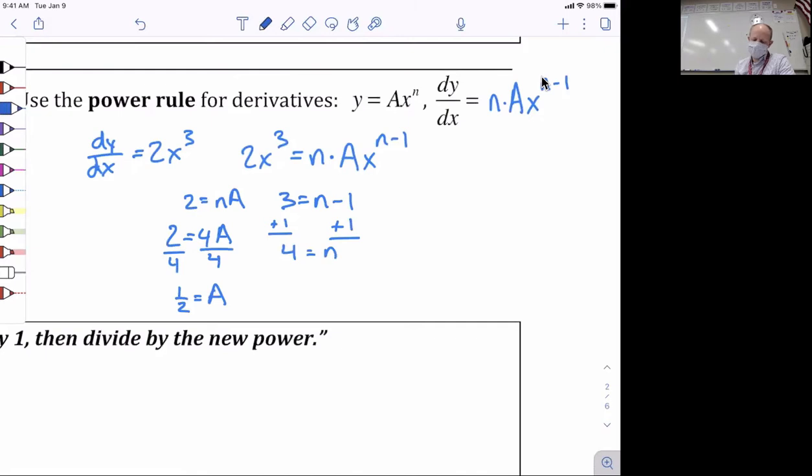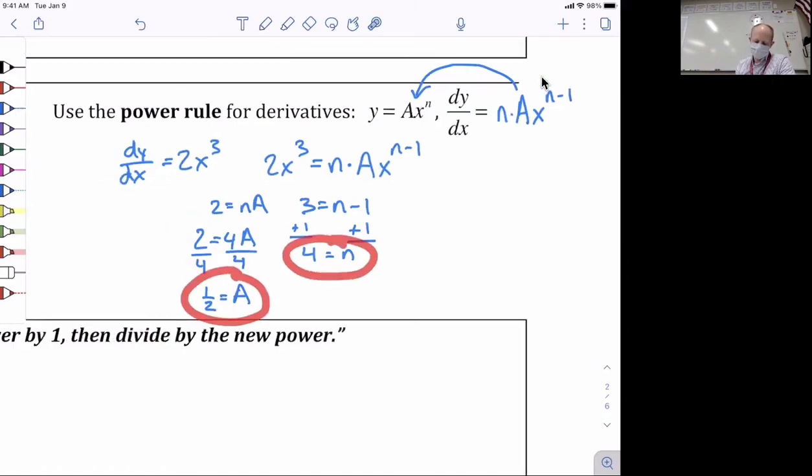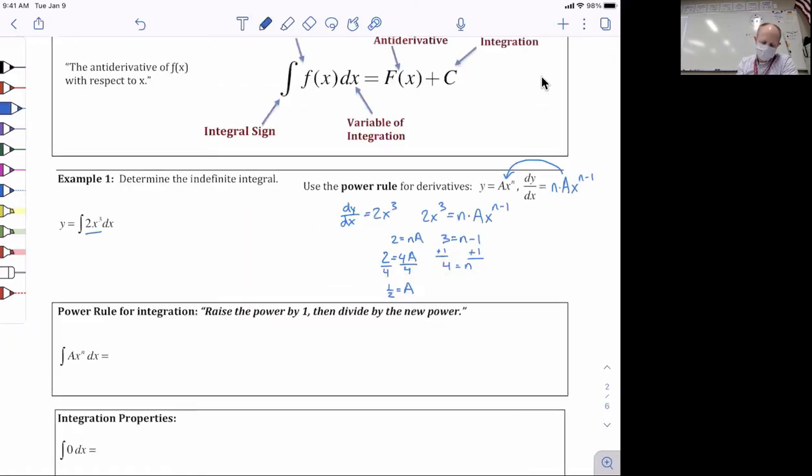And then see how it works. If we're going to go backwards, our derivative was n times a x to the n minus 1. Then the original function had to have been ax to the n. Well, now we know what a is, and we know what n is. Okay. So our integral or antiderivative is going to be 1/2 x to the 4th plus c, because we don't know what it is, and it could really be anything.